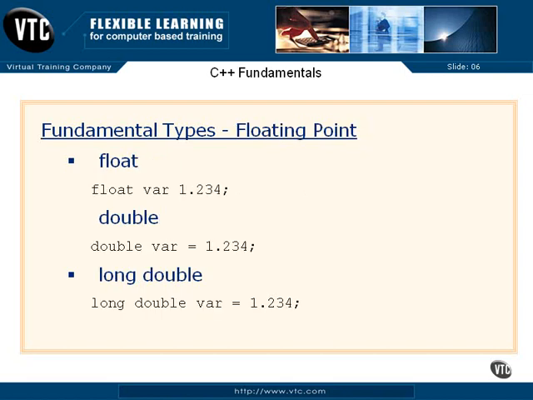Here are our floating point fundamental types: float, double, and long double. They're initialized just the way they used to be. No big deal, 1, 2, 3, 4. We can have floating point values in all of those.